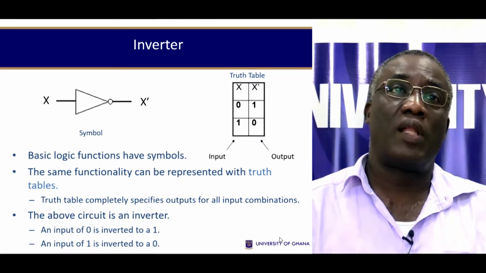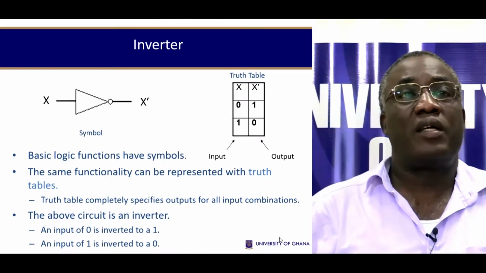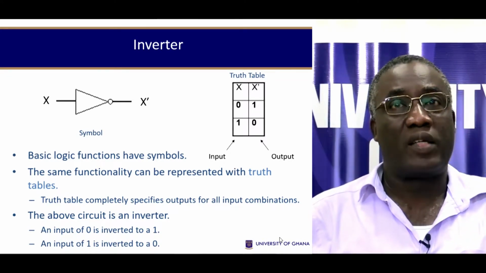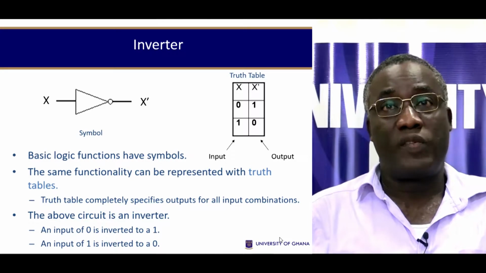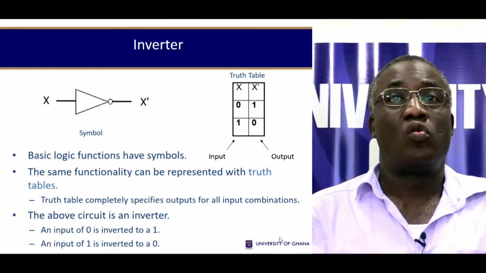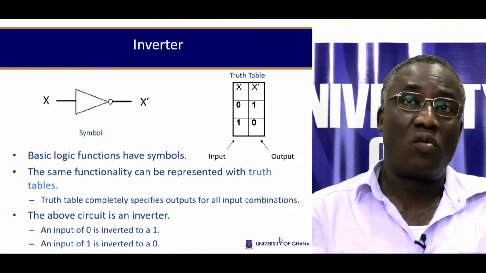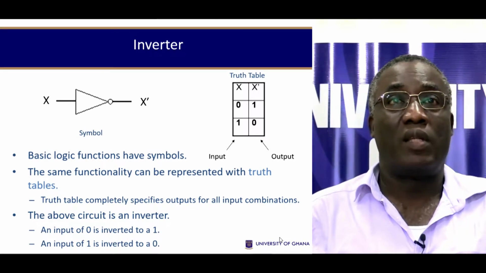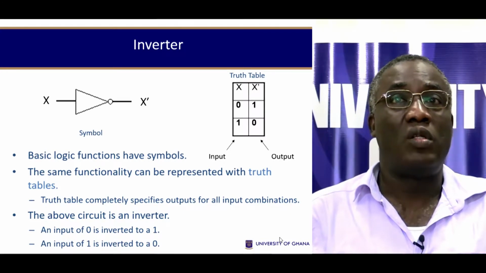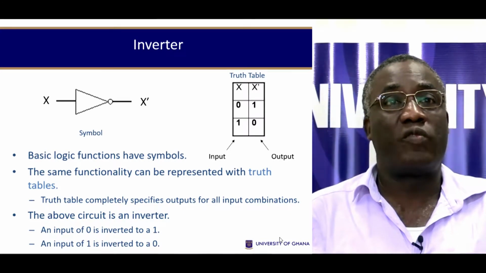Now, the symbol for an inverter is shown, right? You put in an x and you get the complement of x, or not x. The truth table is what you see on the top corner. So if the input is 0, then the complement is what? Or you invert it, you get a 1. If the input is 1, you get an output of what? A 0.